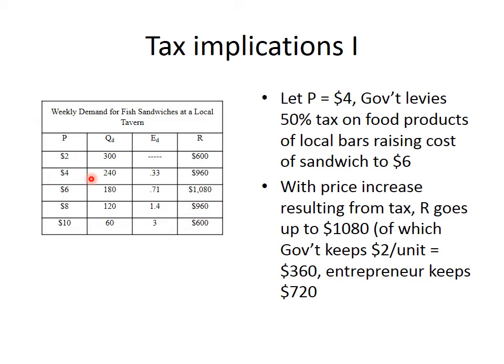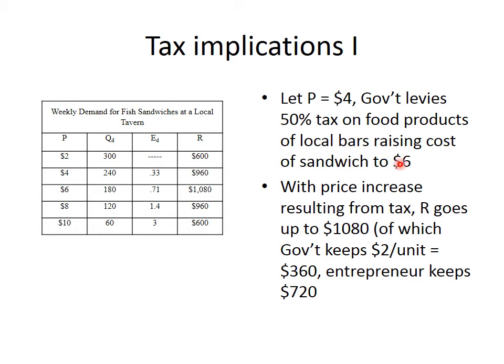So we're charging $4. The government levies a 50% tax on food products at local bars. Okay, this is not entirely out of the realm of possibility. In fact, in Pittsburgh, maybe 5 years ago or so, very controversial, they passed what they call a pouring tax. They passed a tax on alcohol. Every time you poured alcohol, they taxed it. Well, we'll do that with food at our tavern.